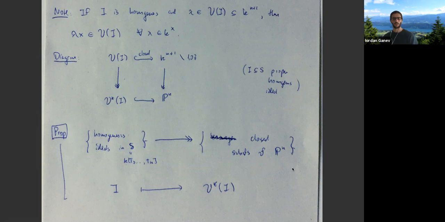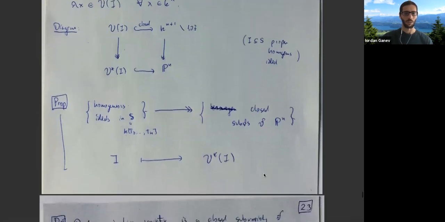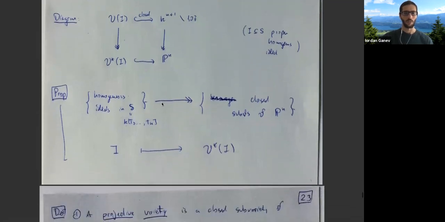So there's something to prove here, because we defined the topology independently in terms of this cover. There's something to show here, but this turns out to be the case. There's a surjective map here, and we can make it a bijection if we think about radical homogeneous ideals.